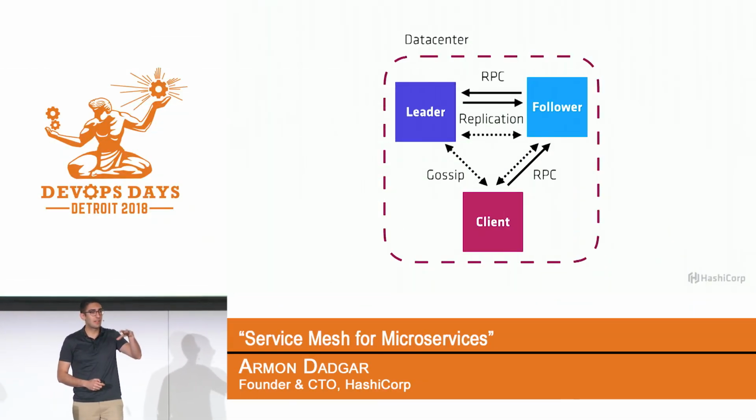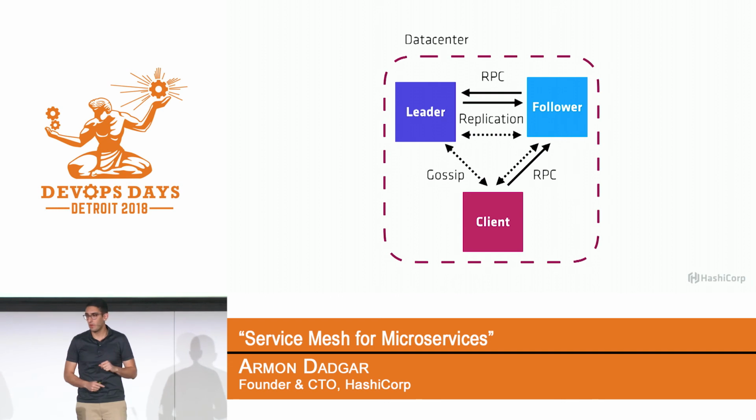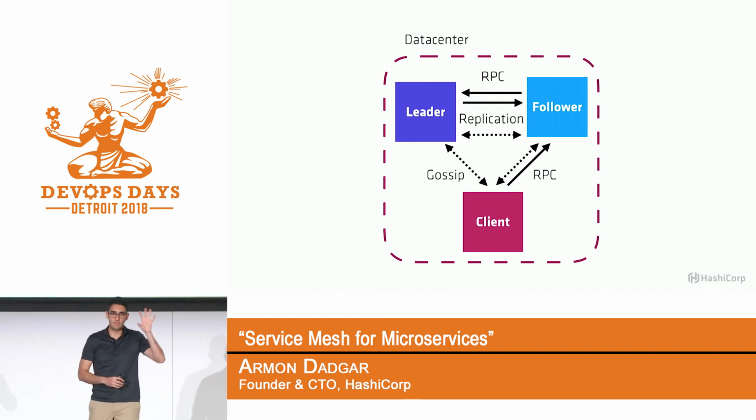So as we zoom out and look at the data center level, what you have is something like this. You have your currently active leader, and a set of server followers that are actively being replicated to. And between them, you have RPC traffic and data that's being replicated.